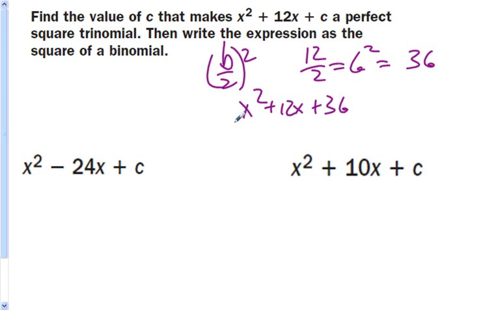Let's do the little test. I'm going to square root the first term, gives me x. Square root the last term, I get 6. 6 times x is 6x, times 2 is 12x, so it is a perfect square.